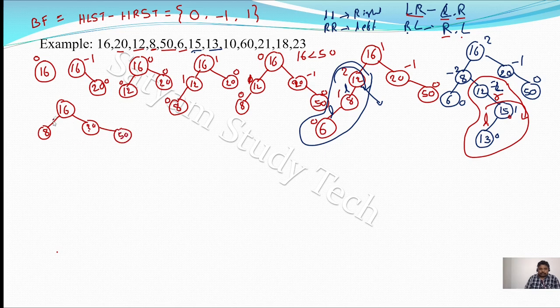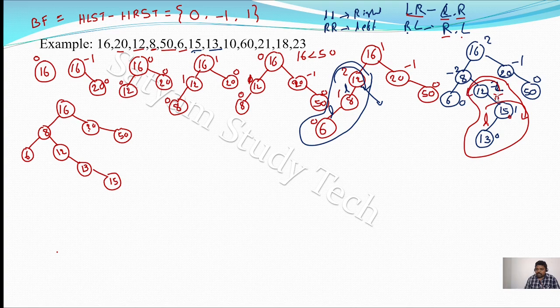Now we can see the left of 8 is 6. Now I am performing the right rotation here, that's why 13, and here it is 15. Okay, so after performing the right rotation, we have to perform a left rotation.